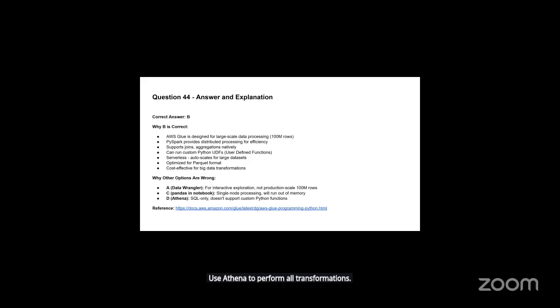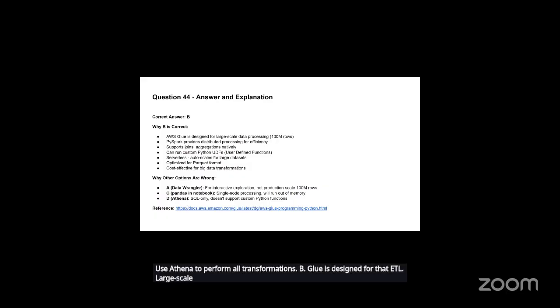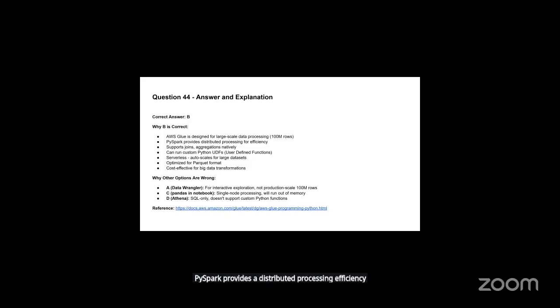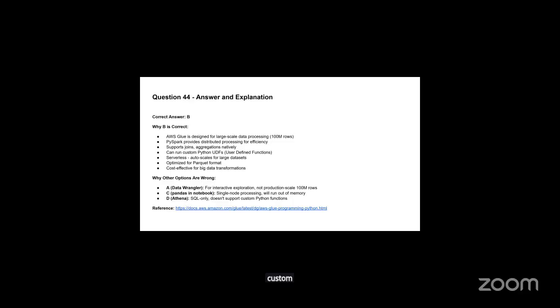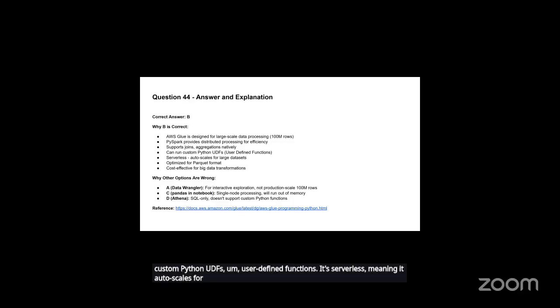B. Glue is designed for that ETL, large-scale data processing. For 100 million rows, PySpark provides distributed processing efficiency and supports joins and aggregations natively. It can run custom Python UDFs, user-defined functions. It's serverless, meaning it auto scales for large data sets. It's optimized for Parquet, and it's cost-effective for big data.